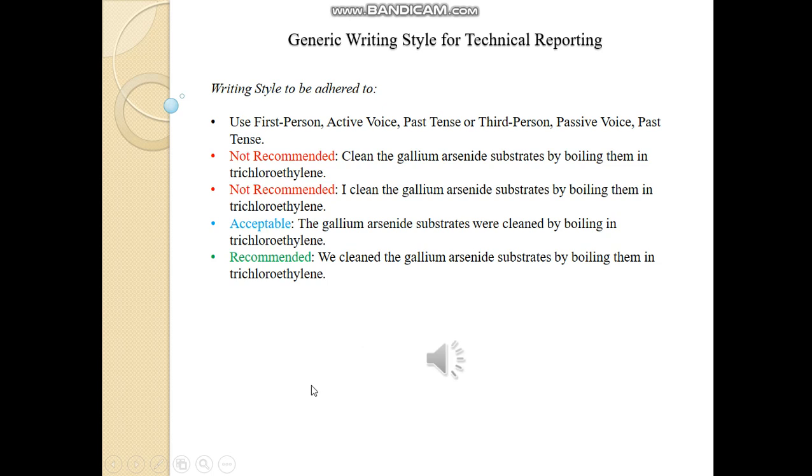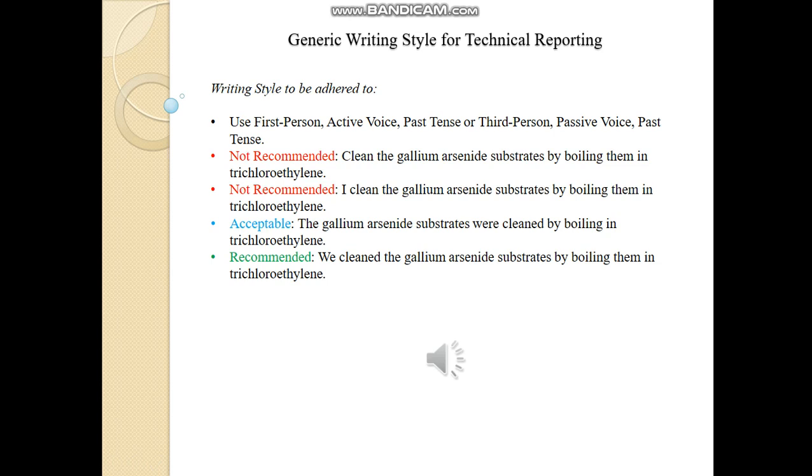Okay, slide number 3 is pretty easy, and you have already studied these things in the subject of English composition and comprehension. Hopefully you remember those things. The heading for slide number 3 is generic writing style for technical reporting. Generic means generally which style is used for technical reporting.